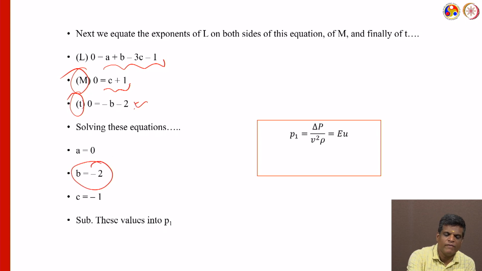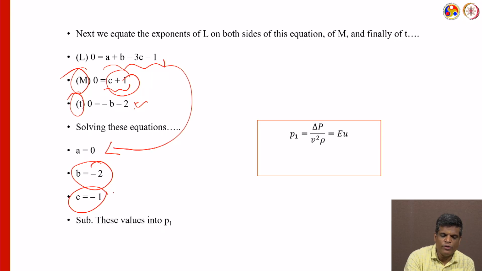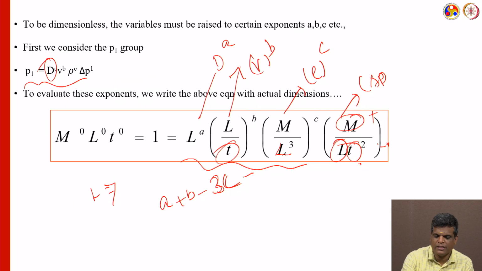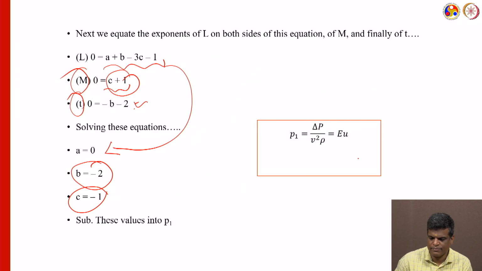Once you know B, then C also we can get from here, minus 1. You get the values of both C and B, then substitute here, then get the value of A. So now you know A, B, C. So what we are doing here, this A value, B value, C value, we got the answer. Anyway, here delta P is already there.